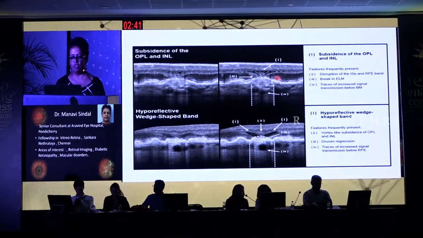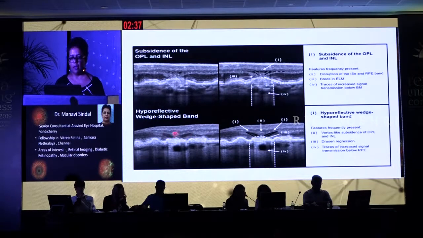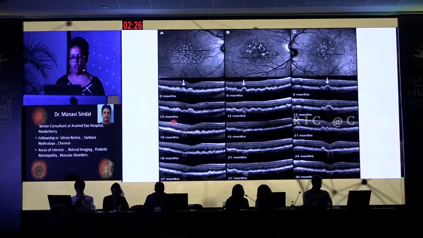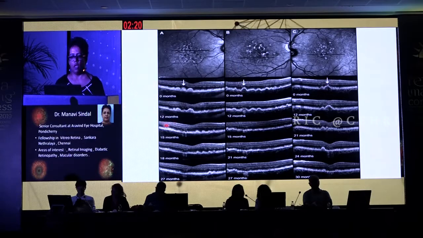Another image of the same sort, here you can see this hyporeflective wedge, you can see this better here, you can also see the regression of the Drusen better, even the neighboring Drusen are seen to be regressing. And so these are three different eyes which have been longitudinally followed up. If you concentrate on this particular Drusen that the authors have pointed out with this arrow, you can see that over time that Drusen is seen to regress.